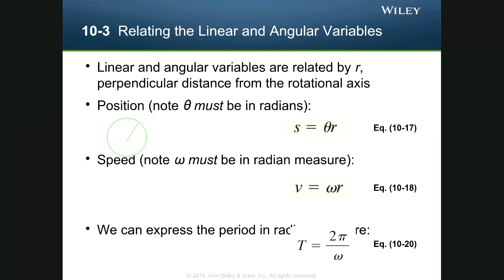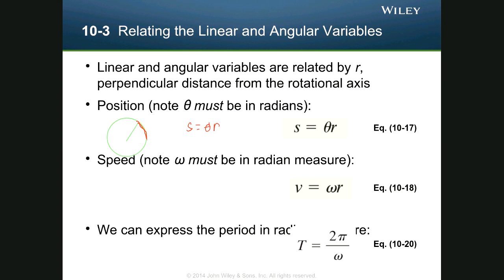We have some given arc length, right? S is going to be equal to theta times r. And remember, we already saw that for one revolution, theta is equal to 2 pi, and you get the circumference. But now we can look at this and we can use our definitions, right?